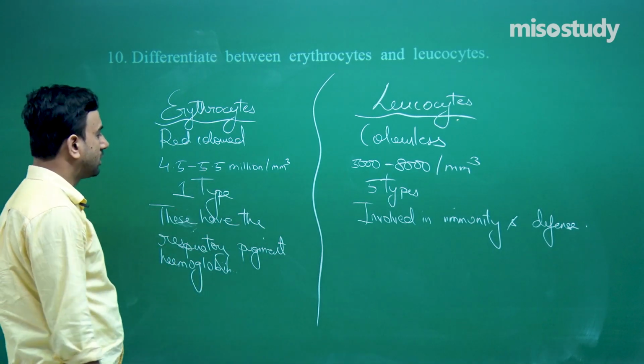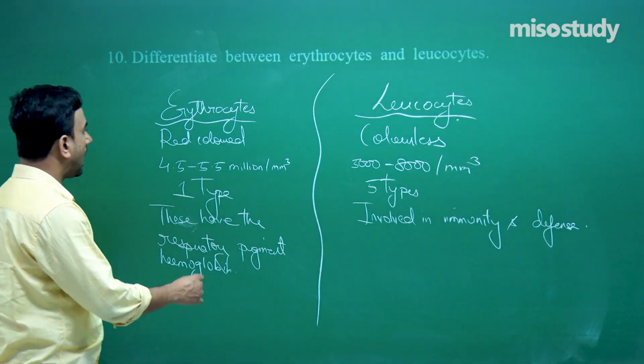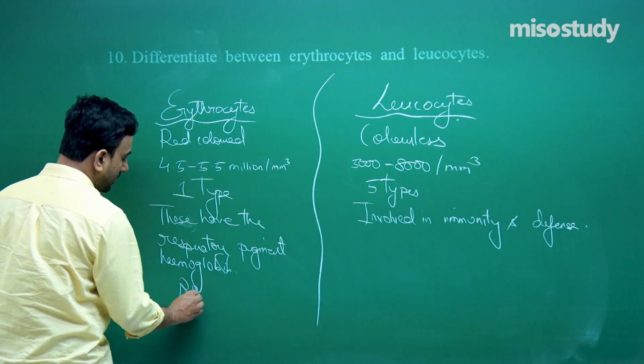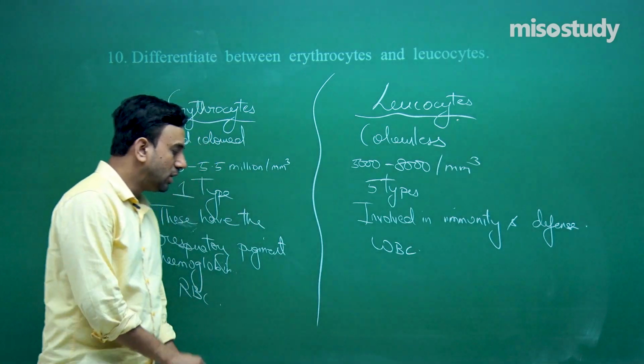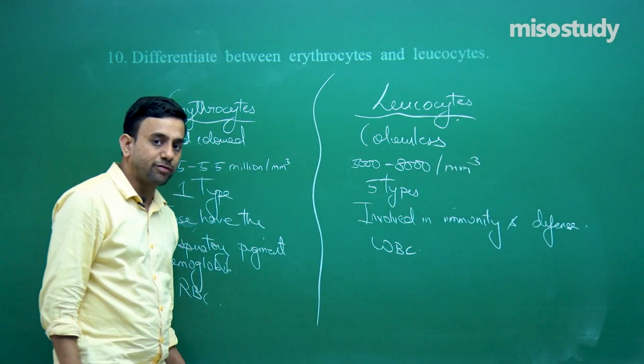The erythrocytes are also called the RBC, the red blood cell, and the leukocytes are called the WBC, the white blood cell. There are many more differences, but I think this is more than enough for your 5-marker.